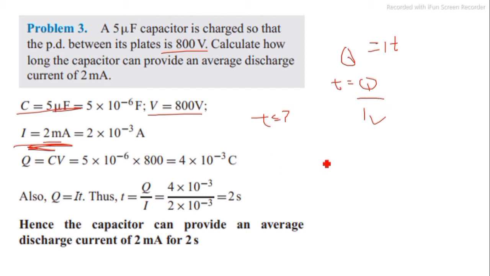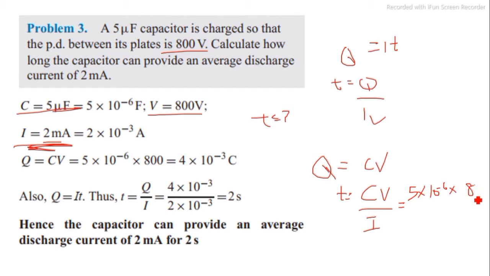But from your formula, your Q equals what? CV. So substitute that into this. So your T now will be equal to what? Instead of Q, you're going to have CV, which is capacitance times voltage, over the current. What's the capacitance? 5 times 10 to the power minus 6. What's the voltage? 800 volts. And the current is given as this. So you can calculate that. That's 5 times 10 to the power minus 6, times the voltage of 800.